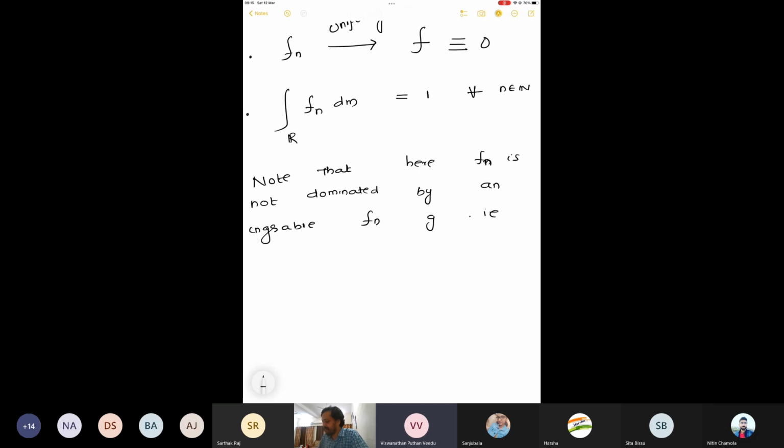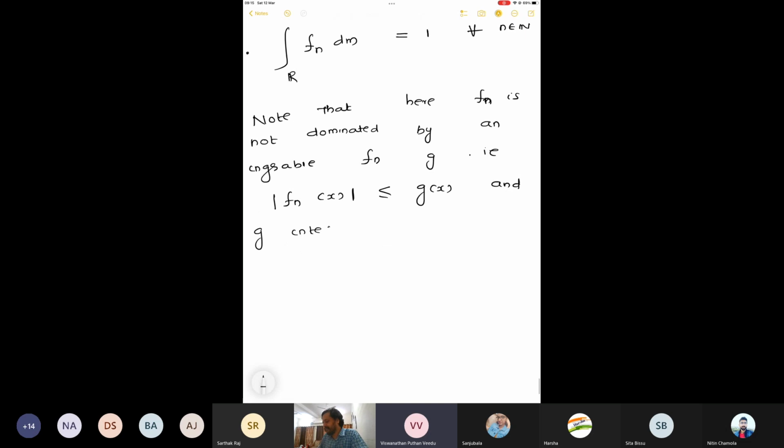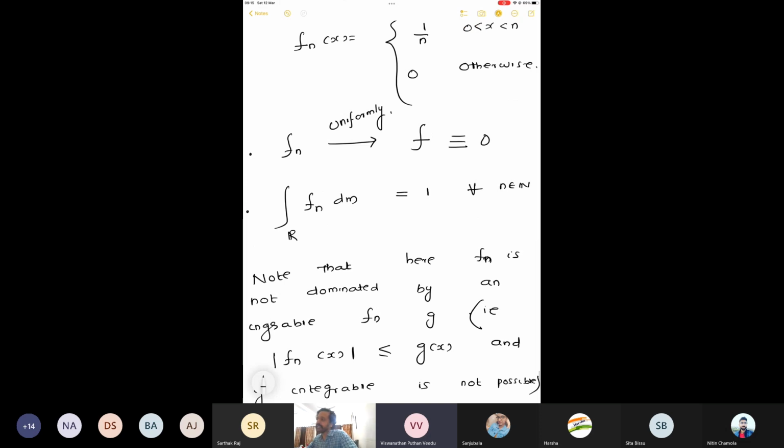That is, modulus of Fn(x) less than or equal to G(x) with G integrable is not possible. Such a G does not exist. Try to prove it directly, but one way to see it is that if such a G existed, you would have got that integral f dm is equal to limit of integral fn dm by the Lebesgue dominated convergence theorem. But that is not happening. All other assumptions in the Lebesgue dominated convergence theorem are true, so the only assumption that is not satisfied could be this.